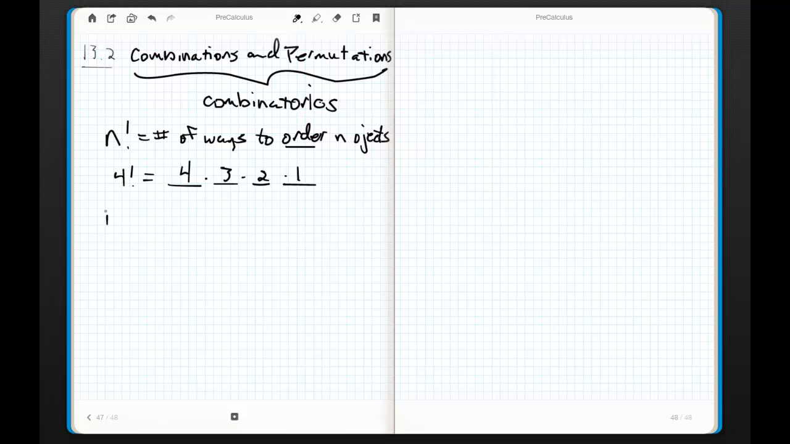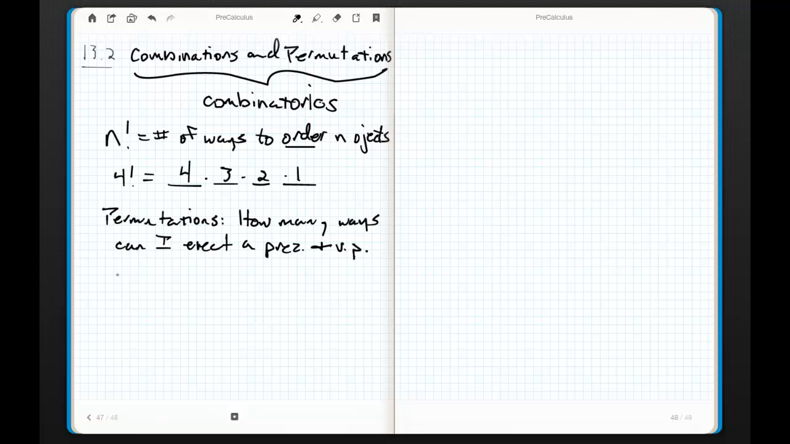So let's talk about permutations first. All right? So I'm going to write a problem. How many ways can I elect a Pres and VP from a total of 5 kids? From 5 kids.